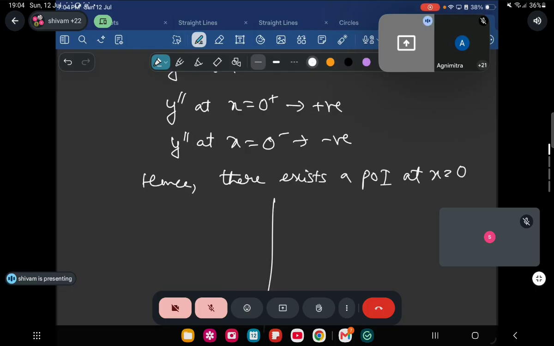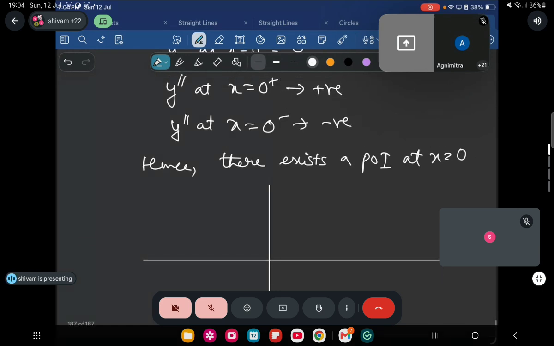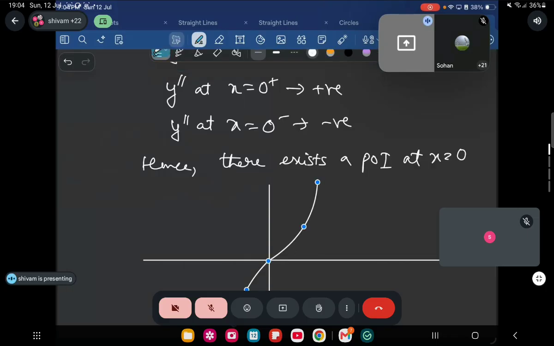And how will the graph of y equal to x cube look like? We have done this, right? Tell me everyone. The graph of y equal to x cube. See, the concavity changes. Before x equal to 0, the graph is concave down. And after x equal to 0, graph is concave up. Is it clear to everyone?